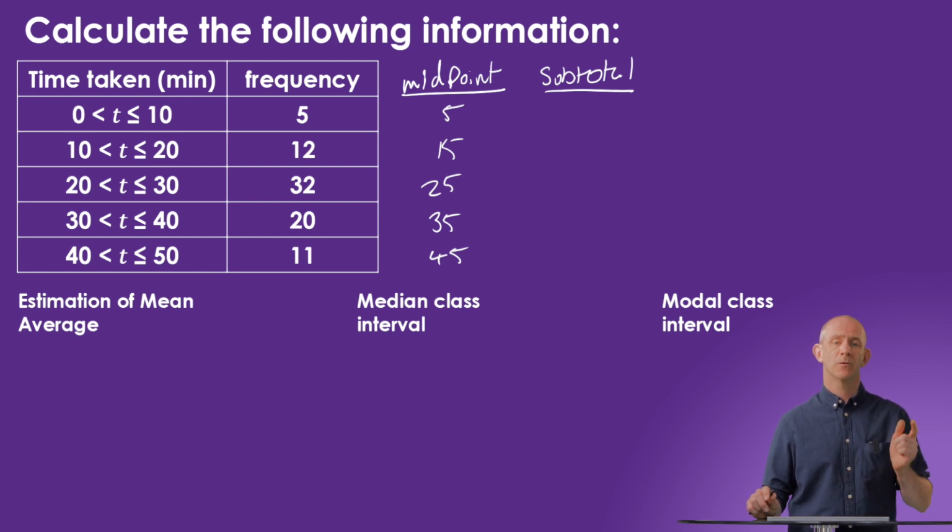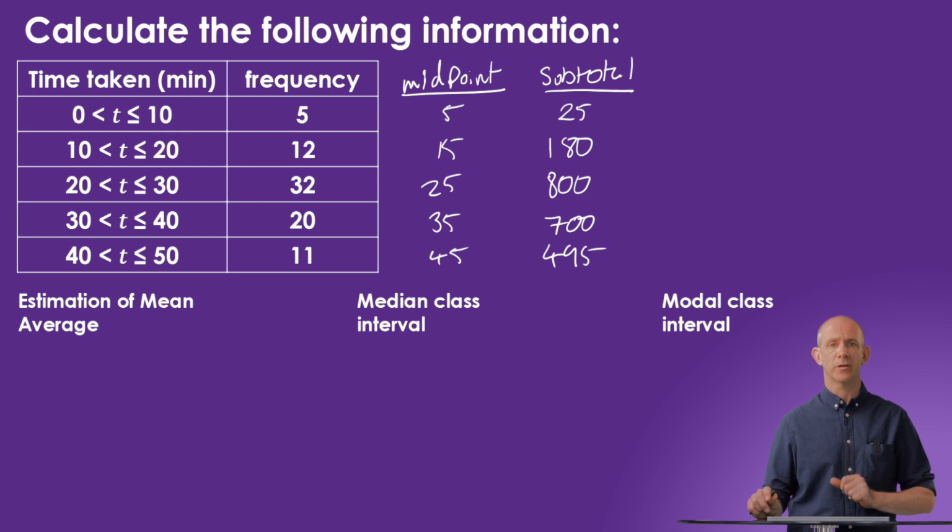So, 5 times 5 gives us 25, 12 times 15 gives us 180, 32 times 25 gives us 800, and 20 times 35 gives us 700. Lastly, 11 times 45 gives us 495. If we add all these together, we get 2,200.